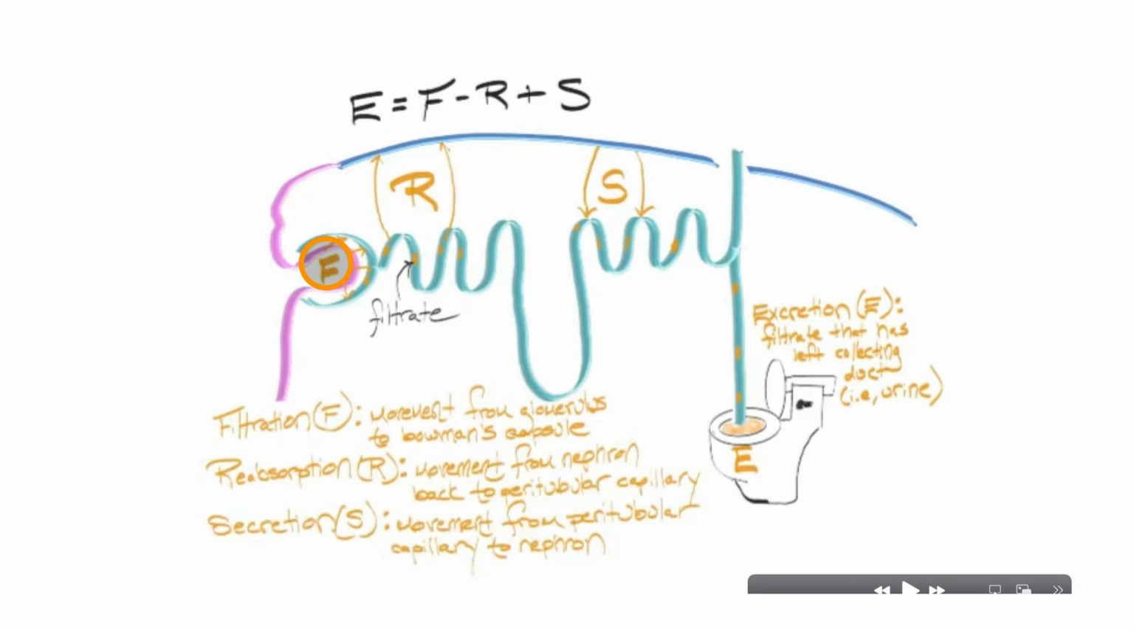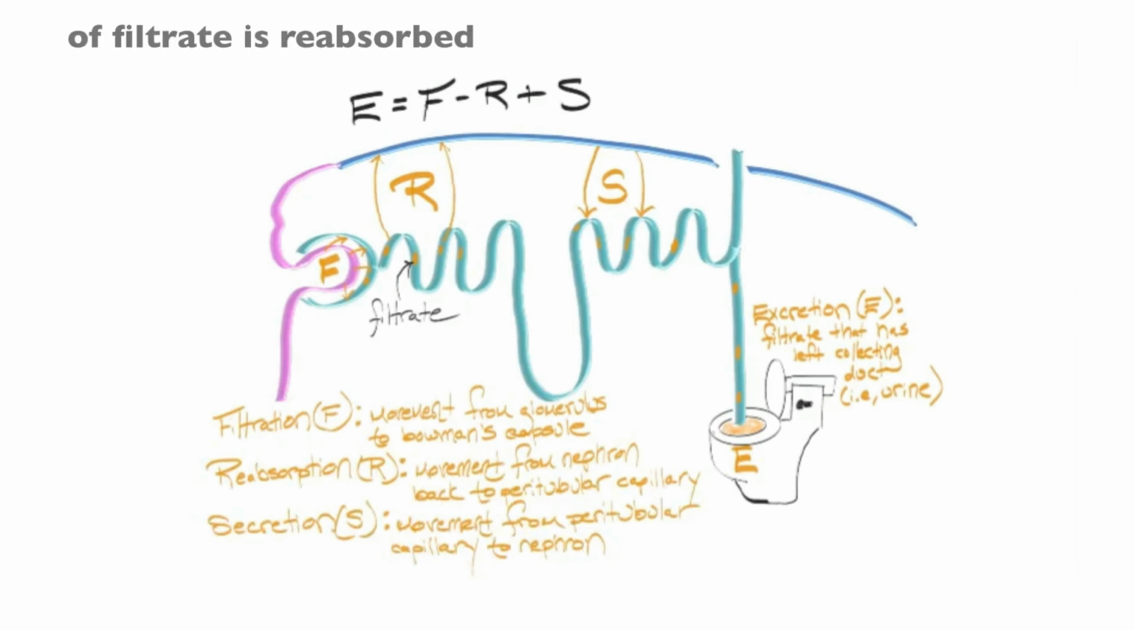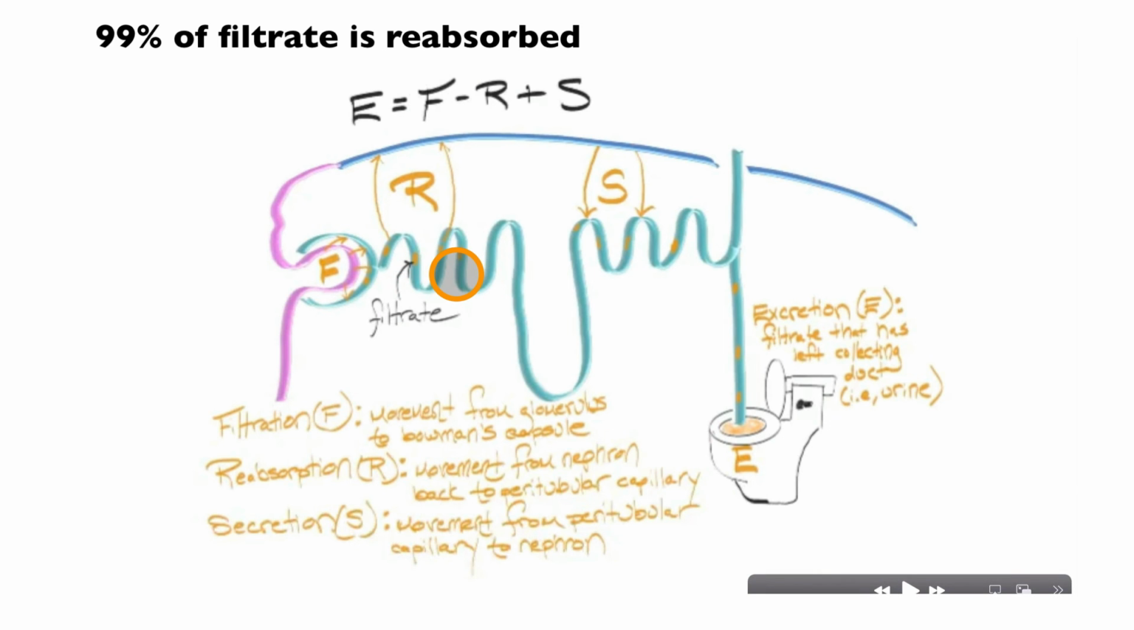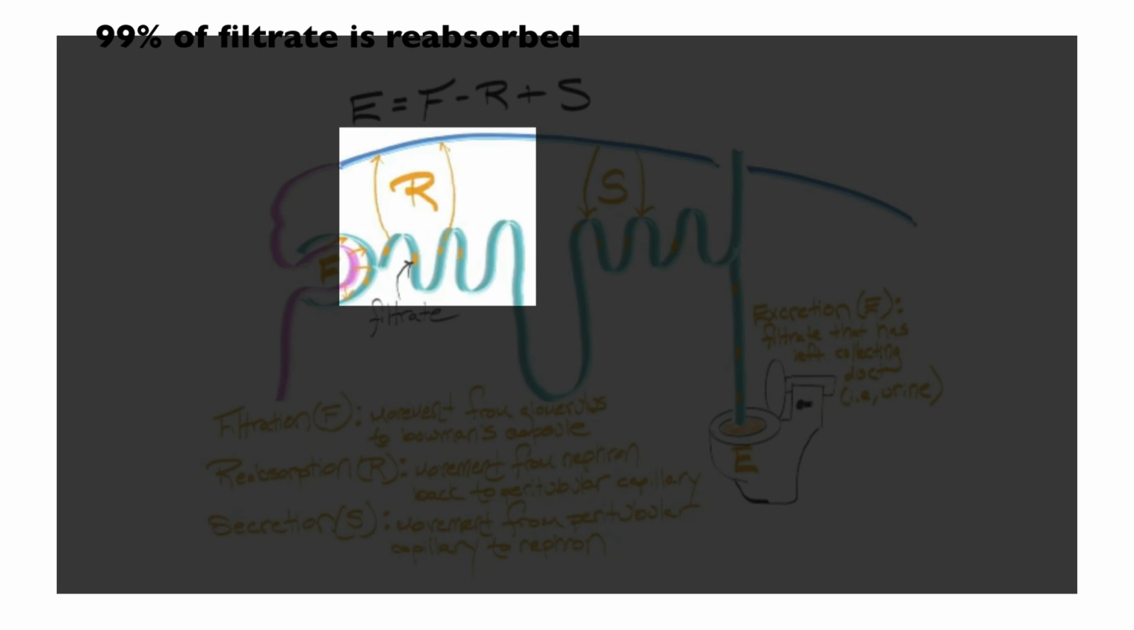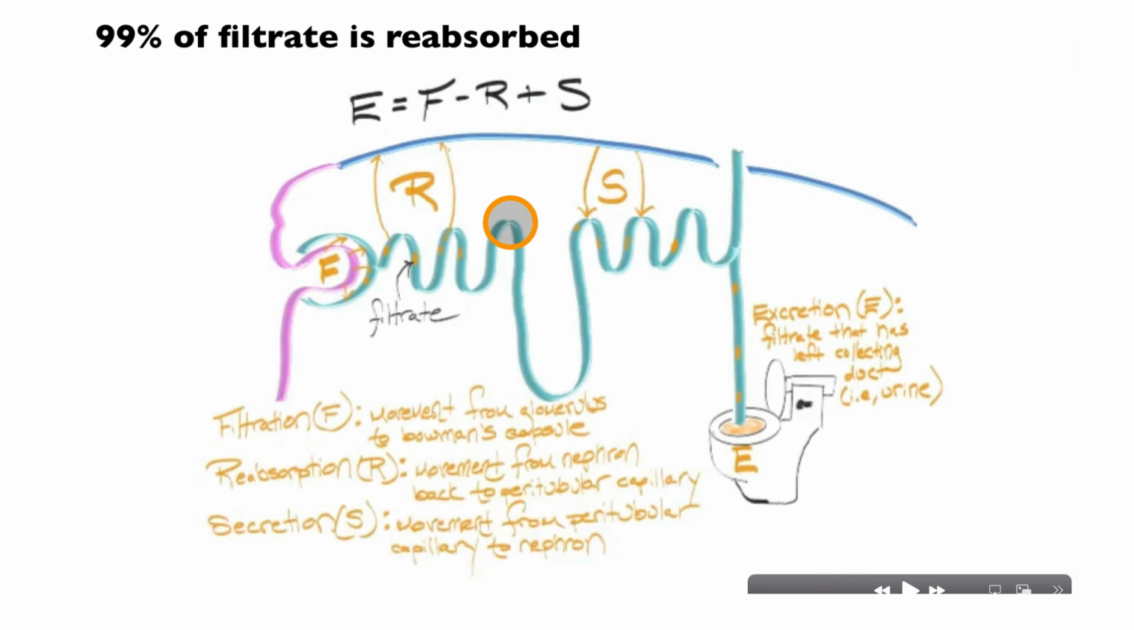Once again, 180 liters of blood plasma get filtered every single day, creating filtrate. And that's what we see with these yellow dots right here. And like I suggested, 99% of filtrate gets reabsorbed back into our bloodstream. And the great majority of that reabsorption happens in the proximal convoluted tubule. I should say roughly 75% of it has already occurred by the time the filtrate makes it to the end of the proximal convoluted tubule. Reabsorption happens throughout the length of the nephron, but it mainly happens at the proximal convoluted tubule.